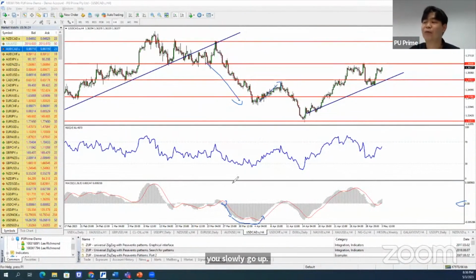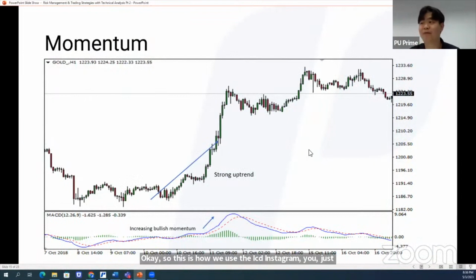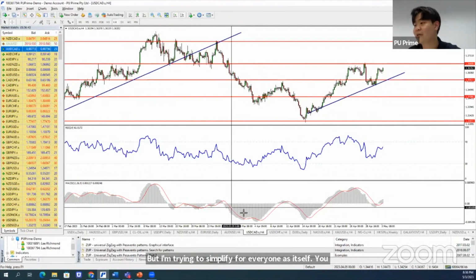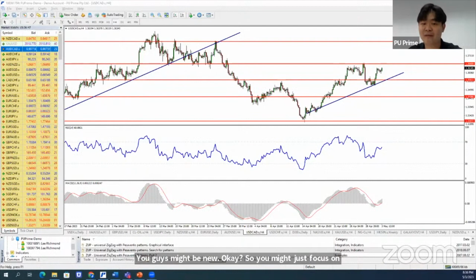Okay, so this is how we use the MACD histogram. You might just focus on the histogram, but I know a lot of traders try to use a lot of different things. I'm trying to simplify for everyone, since some of you might be new. So you might just focus on the MACD histogram. It should be good enough for you to focus on the chart already.